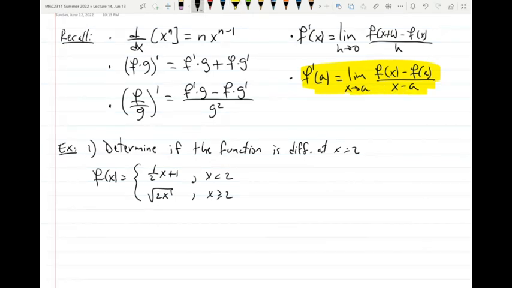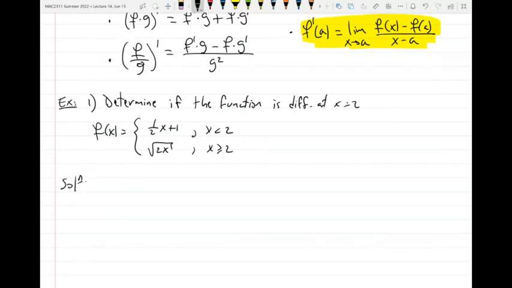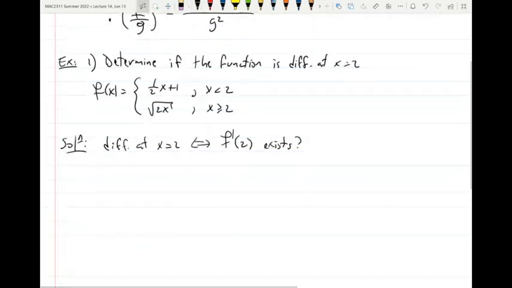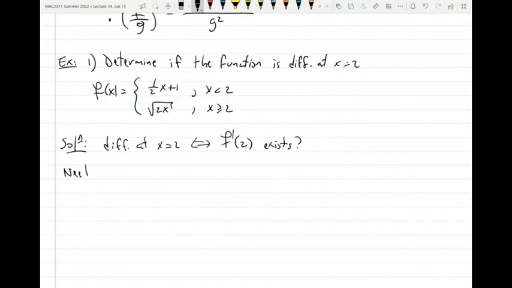Okay? All right, so solution. Let me just write here that differentiability at x equal 2 is equivalent to the question, does this exist? If we answer yes, then yes, it's differentiable. If we answer no, then no, it's not differentiable. Okay? So let's find the derivative, and for this we need side limits.